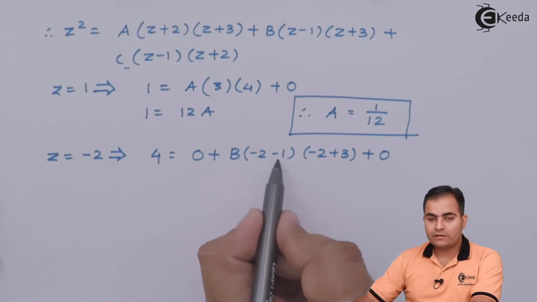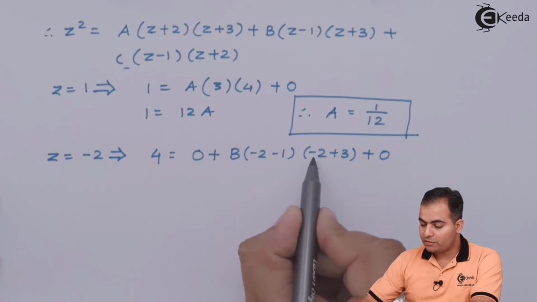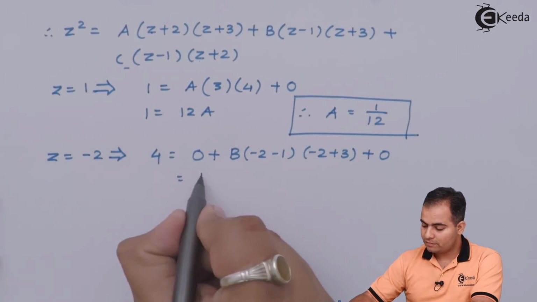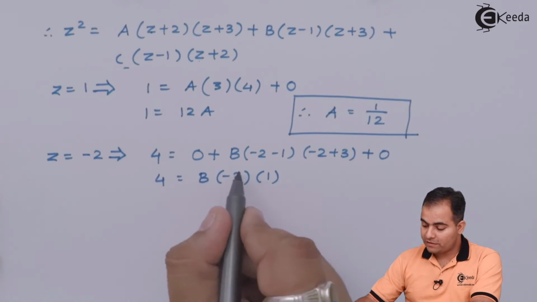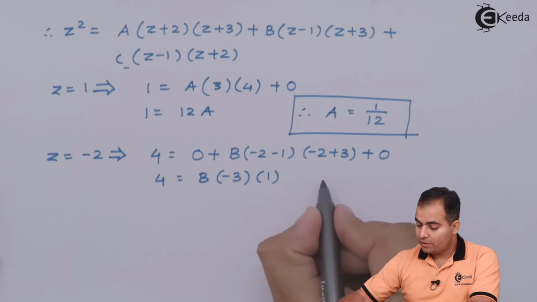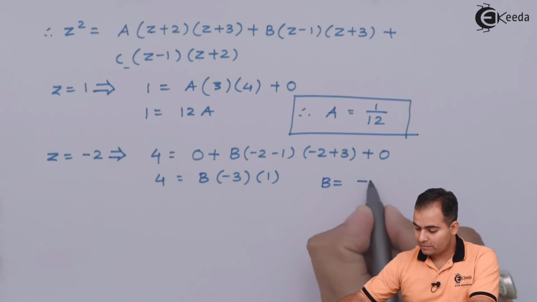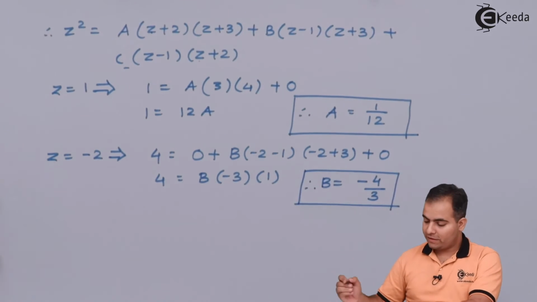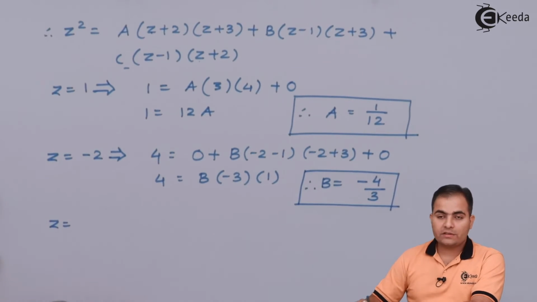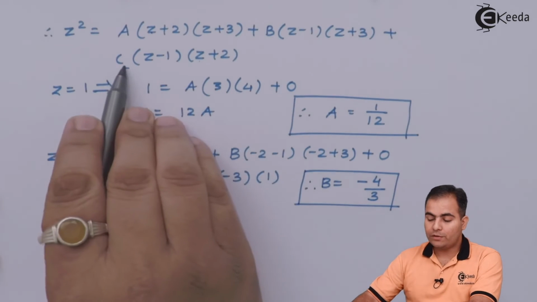Now minus 2 and minus 1 answer is minus 3. But minus 2 plus 3 answer is plus 1. Now minus 3 into 1 is minus 3. But if I shift this minus 3 on left hand side, you will get the answer of B, which is minus 4 by 3.